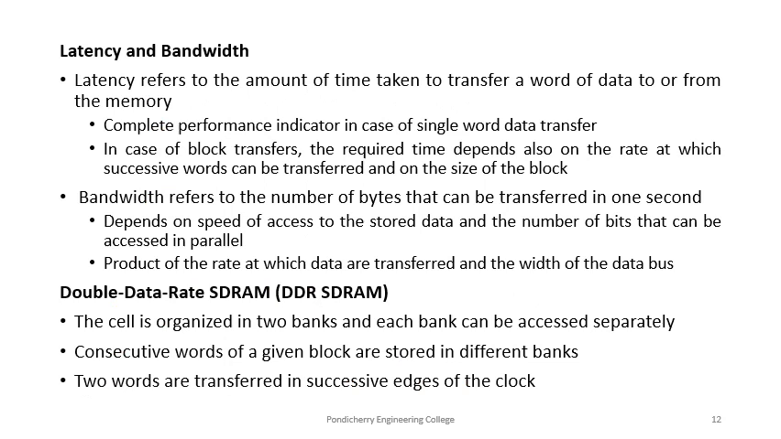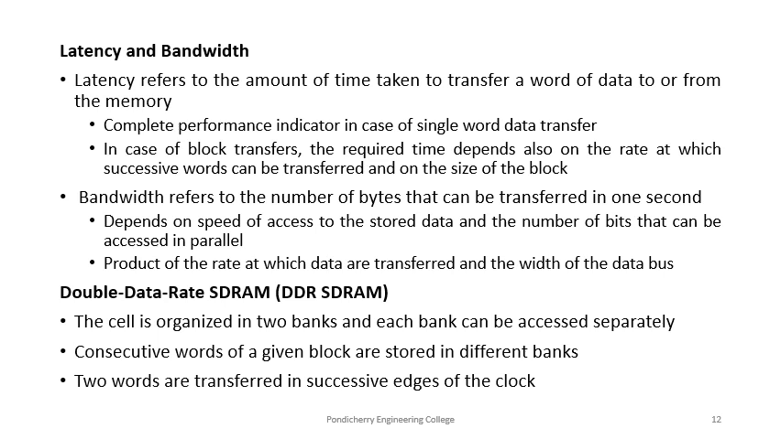Latency and bandwidth are the two important parameters used to assess the performance of a RAM. Latency here refers to the amount of time taken to transfer one word of data to or from the memory. So this serves as the complete performance indicator in case a single word transfer is involved. If you are accessing one word from the memory, either read or write, the amount of time taken to achieve this we call by the name latency.